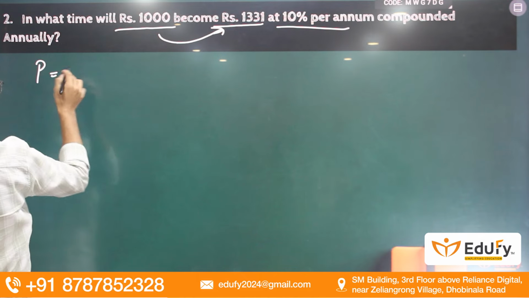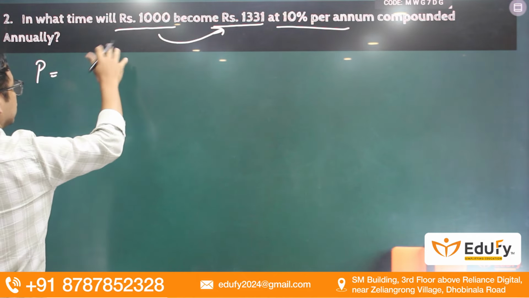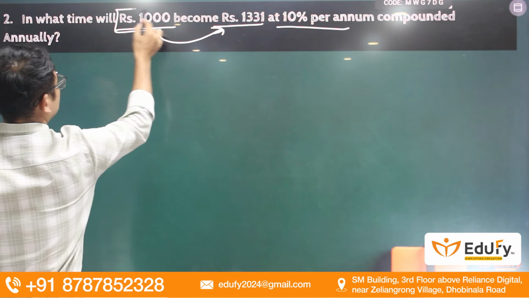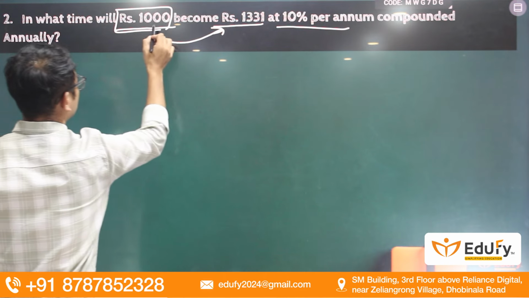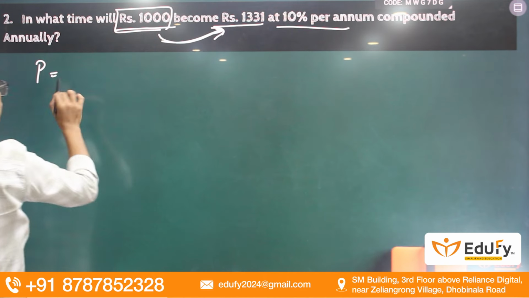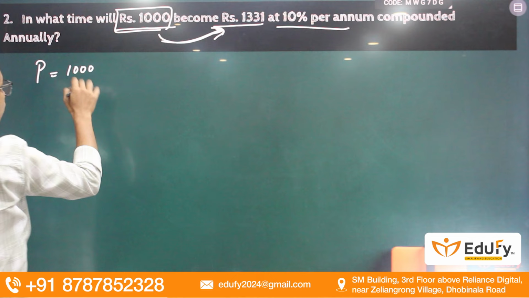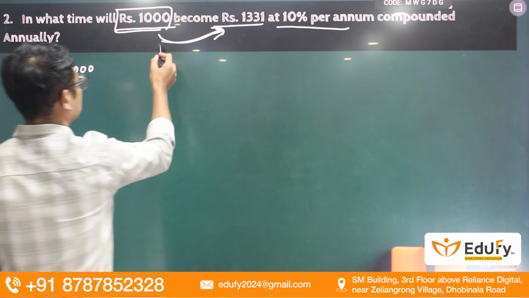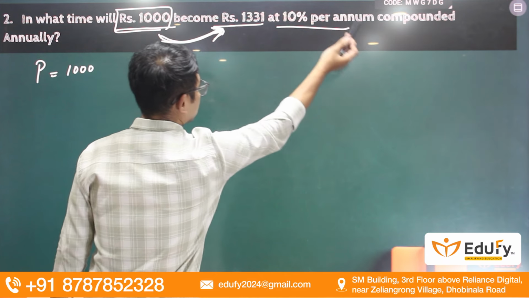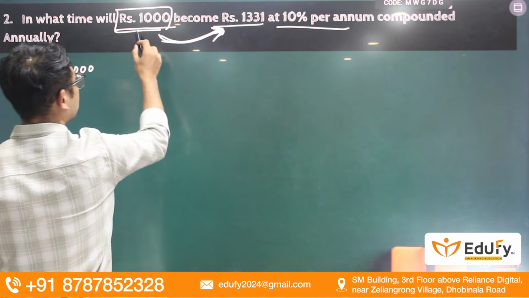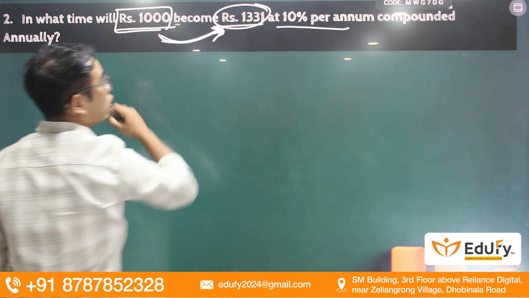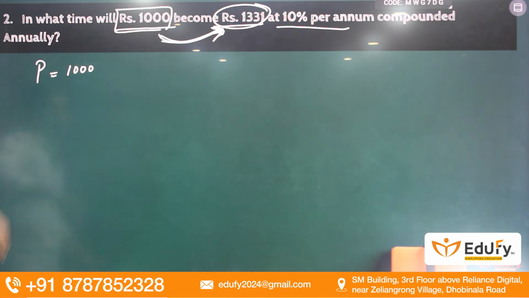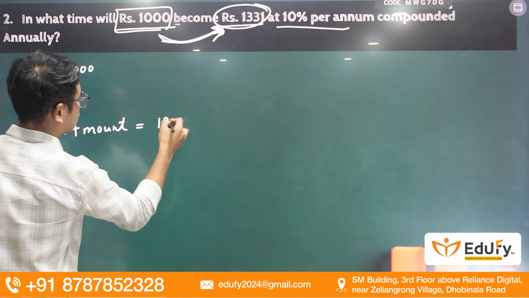Since they have not said anything about any amount, when they say in what time will this one become this one, we know that this is your principal. So this is 1000. Now the second part, this one will become this at 10% per annum compounded annually. So will become this means this is your amount. Okay, so your amount here is 1331.